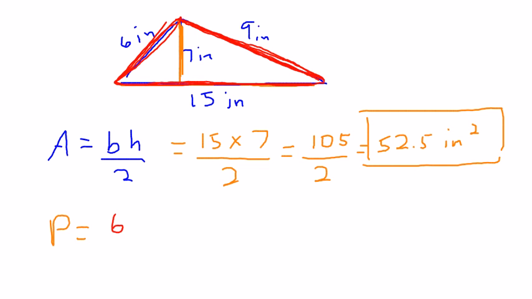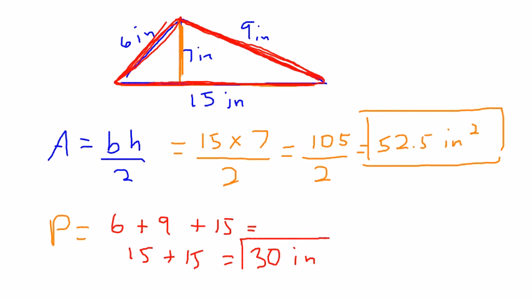So 6 inches plus 9 inches plus 15 inches equals, let's see, 6 plus 9 is 15, and 15 plus 15 equals 30 inches. And that's really all there is to figuring out the area and perimeter of triangles.